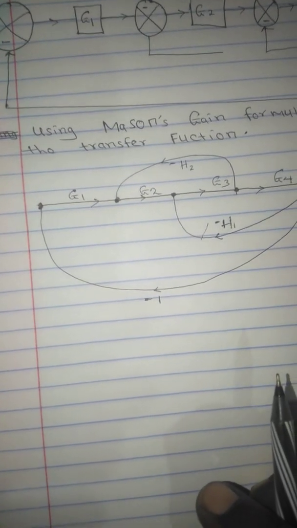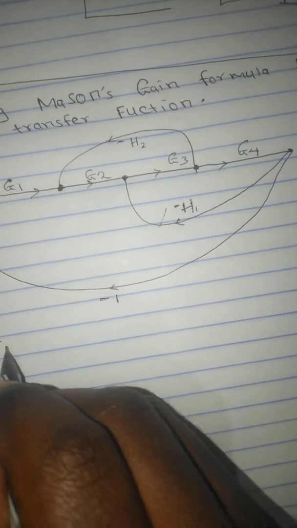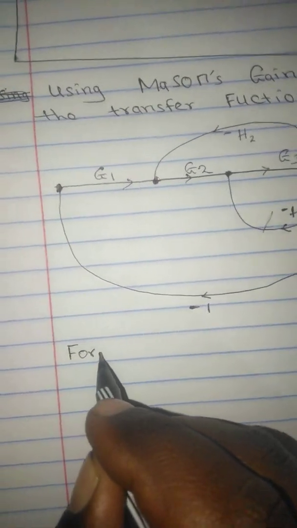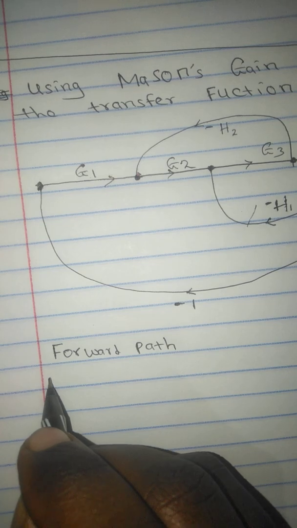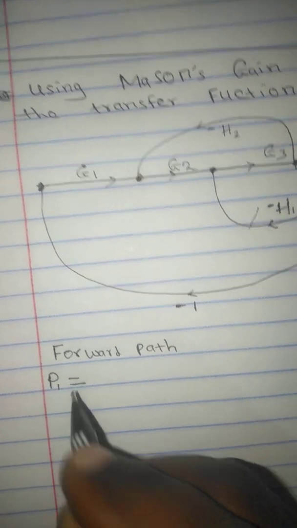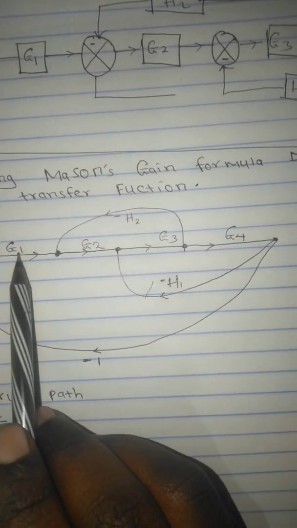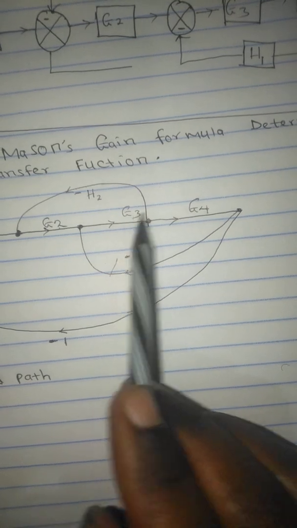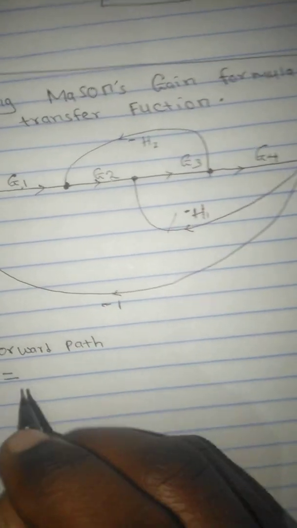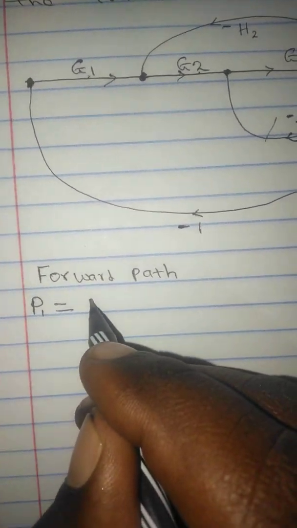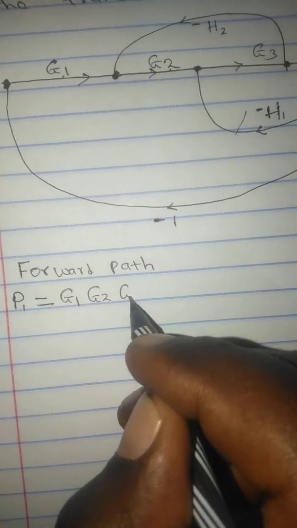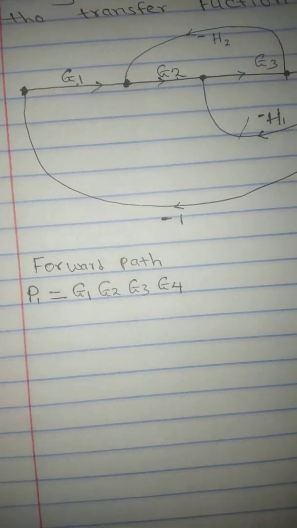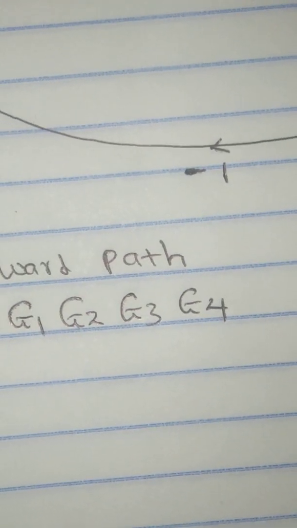So from there, let's look for the forward paths. How many forward paths do we have? Let's look at path 1. The forward path we have from G1, G2, G3 to G4. That is one forward path. That forward path is equal to G1, G2, G3, then G4. Do we have another forward path? No.